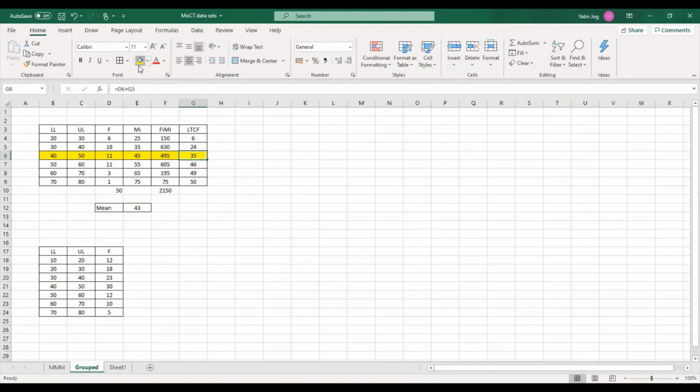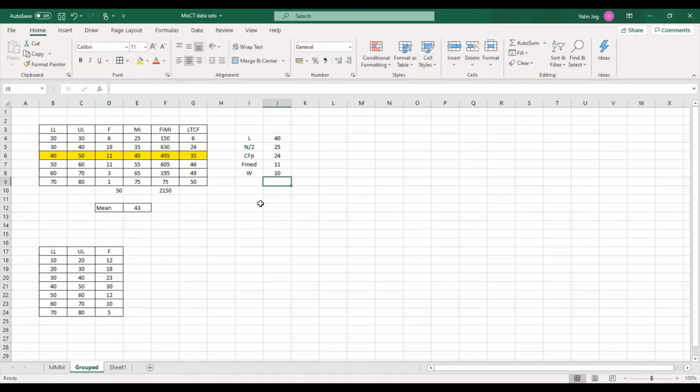Now, if this is my median class, then what is the formula for the median? It talks about L, N by 2, CFP, F of the median class, and width. What is the lower limit of the class? It is 40. What is N by 2? It is summation of F divided by 2. What is CFP? It is the less than cumulative frequency preceding the median class. What is Fmed? That is the frequency of the median class. And what is width? It is upper limit minus lower limit.